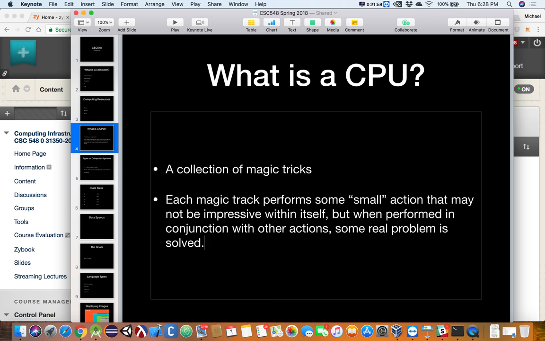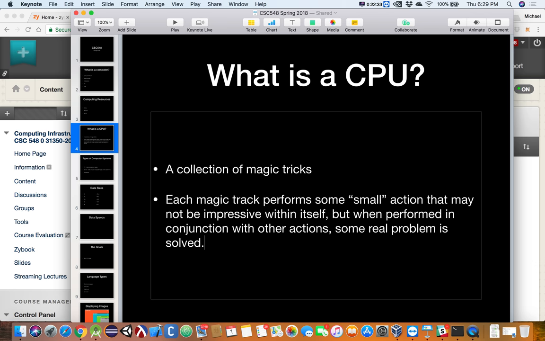So then we have to ask the question, okay, who decides what magic tricks are required for a CPU? Who makes CPUs? What are some companies that make CPUs? Intel? So Intel makes CPUs. What kind of CPUs does Intel make? Okay, so Intel makes general purpose CPUs, right?